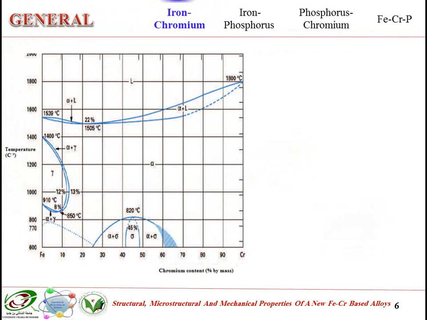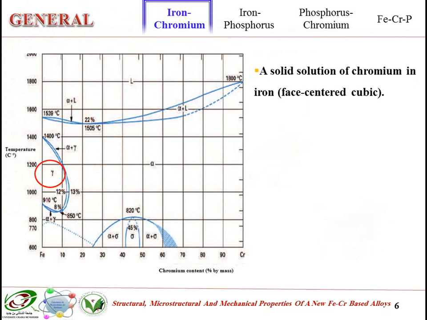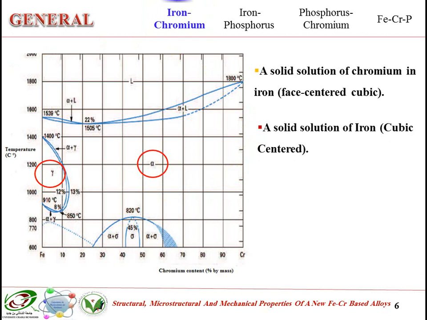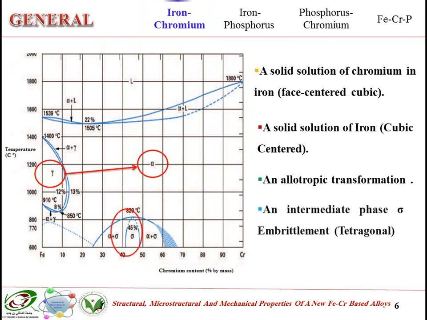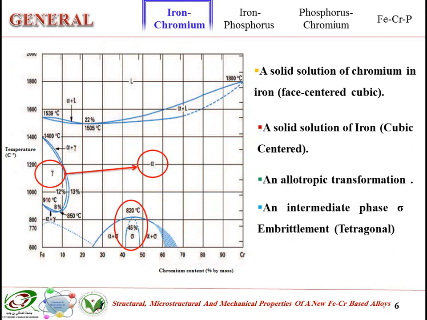The iron chromium equilibrium diagram shows the formation of two solid solutions, a solid solution of chromium in iron with a body centered cubic phase, and a solid solution of iron, body centered cubic. We also have a gamma to alpha allotropic transformation by rapid or slow cooling. The iron chromium system is always characterized by a miscibility gap. At a temperature of 820 degrees, there is the possibility of the appearance of a disordered intermediate phase by spinodal decomposition, the sigma phase.